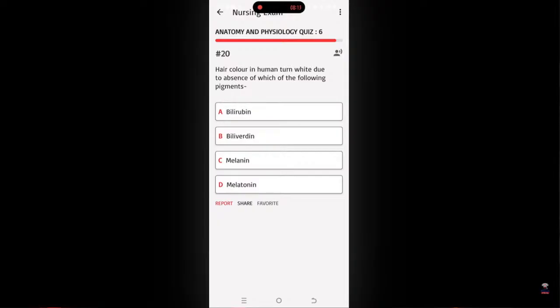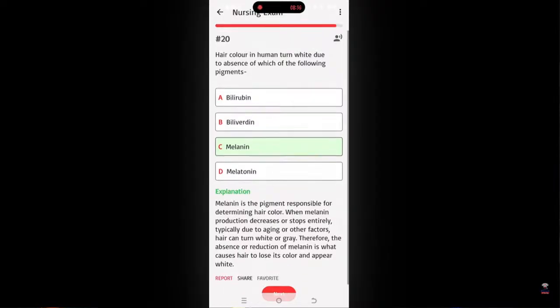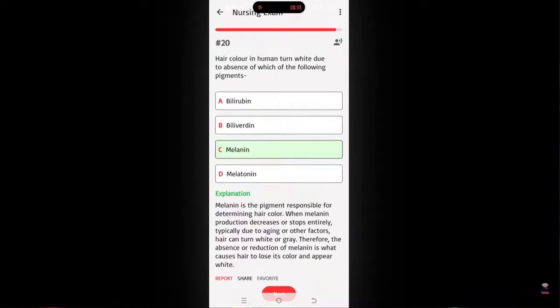Hair color in humans turns white due to absence of which of the following pigments? A. Bilirubin, B. Biliverdin, C. Melanin, D. Melatonin. Correct answer. Melanin is the pigment responsible for determining hair color. When melanin production decreases or stops entirely, typically due to aging or other factors, hair can turn white or gray. Therefore, the absence or reduction of melanin is what causes hair to lose its color and appear white.